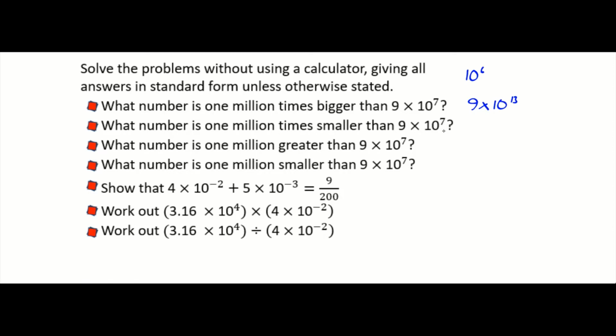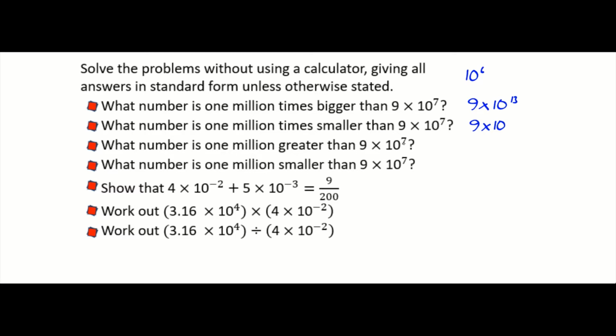1,000,000 times smaller, same idea. If we divide by 10 to the power of 6, we would subtract the powers, and we would end up with 9 times 10. What number is 1,000,000 greater than 9 times 10 to the 7?